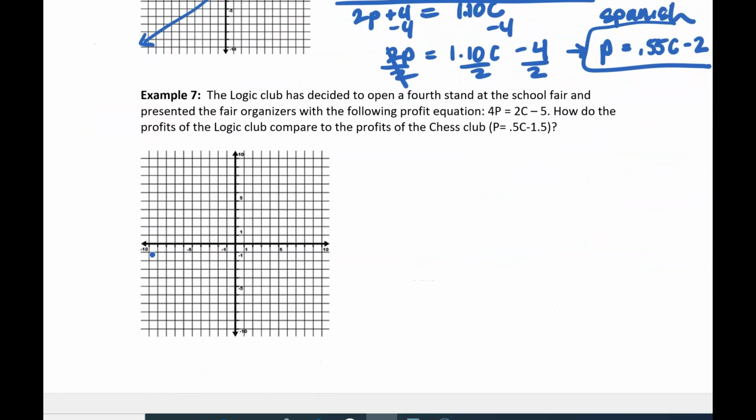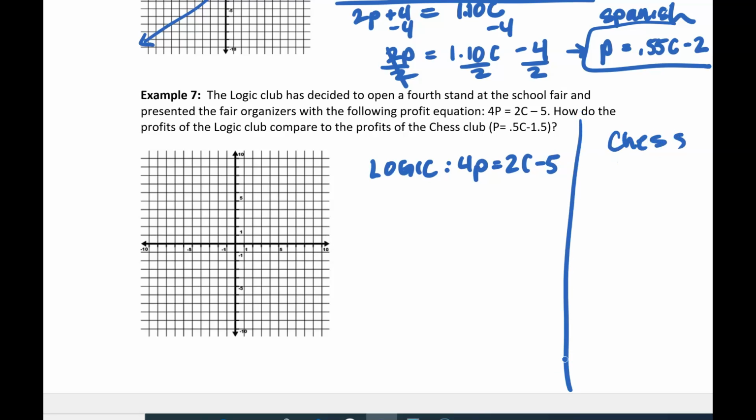And let's do one more. So example 7, this is similar. We've got the Logic Club. So they have an equation of 4P equals 2C minus 5. And then we've got the Chess. Just do them next to each other. The Chess is P equals 0.5C minus 1.5.